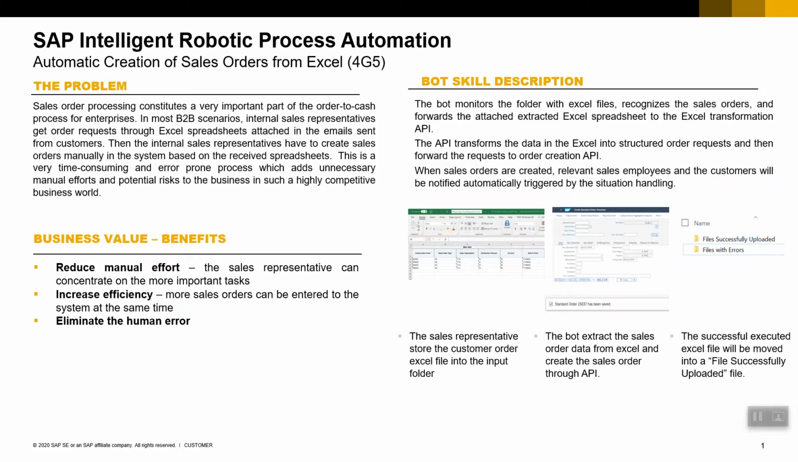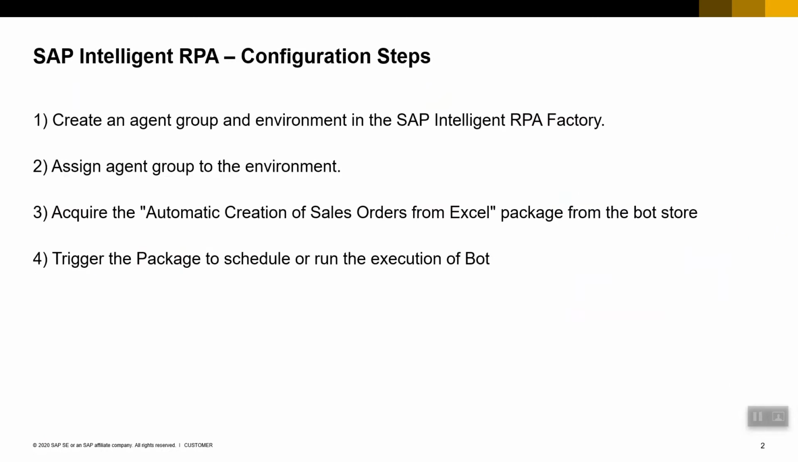So with this use case, we have automated the sales order creation process in SAP S/4HANA system, which helps reduce manual tasks and makes the process error-free and faster. For this demo, we have already installed all the required intelligent RPA component, that is Intelligent RPA Factory, Desktop Studio, and Desktop Agent all in advance, and have assigned all the necessary roles and authorization required to run this automation scenario.